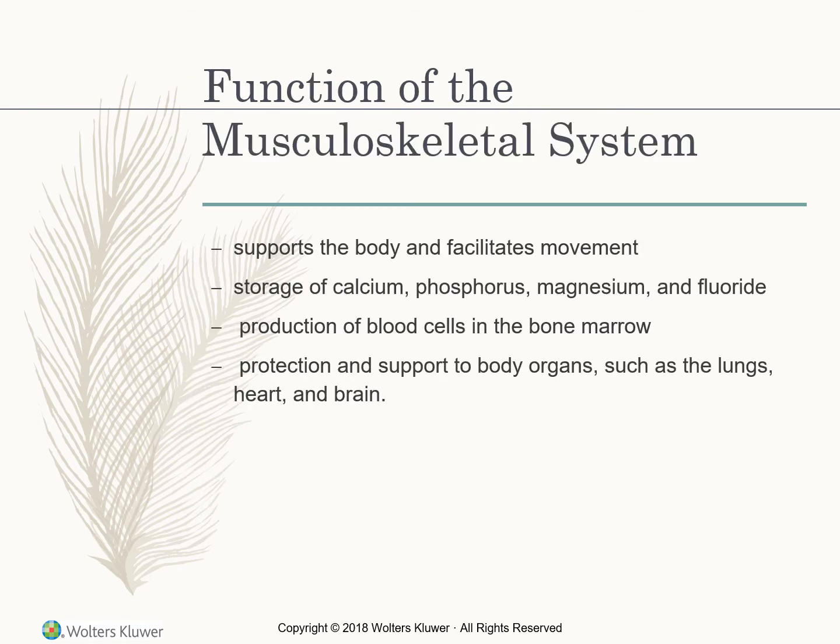The musculoskeletal system consists of bones, muscles, joints, tendons, ligaments, cartilage, and bursae. It supports the body and facilitates movement. Other functions include storage of calcium, phosphorus, magnesium, and fluoride, production of blood cells in the bone marrow, and protection and support to the body organs such as lungs, heart, and brain.